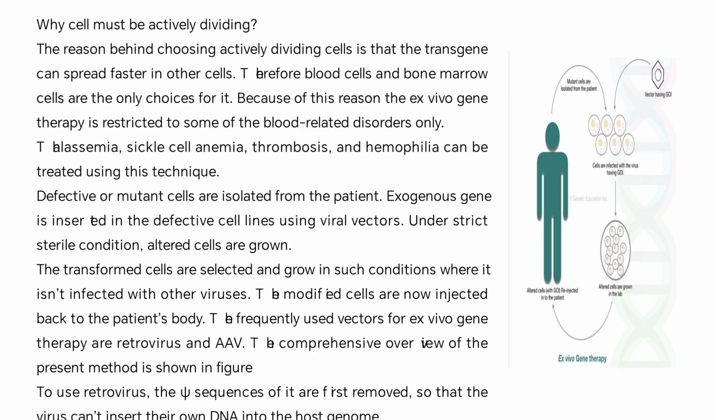The defective or mutant cells are isolated from the patients, and the exogenous gene of interest, that is the good gene, is inserted into the cell lines using the viral vector under strict sterile conditions. The altered cells are grown, the modified cells are taken and purified, and we remove the infectious virus and check that they are in good, aseptic condition. Then these modified cells are injected back into the body of the patient.